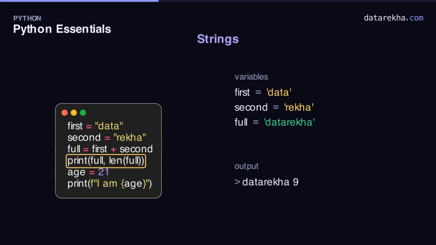Line 4 prints full, and its length. The len function counts the characters. DATAREKHA has 9 letters, so it prints DATAREKHA, 9. And f-strings, the cleanest way to drop a value into text. Put an f before the quotes, and anything in curly braces gets computed and slotted in. Age is 21. So f, I am, age in braces, prints, I am 21.